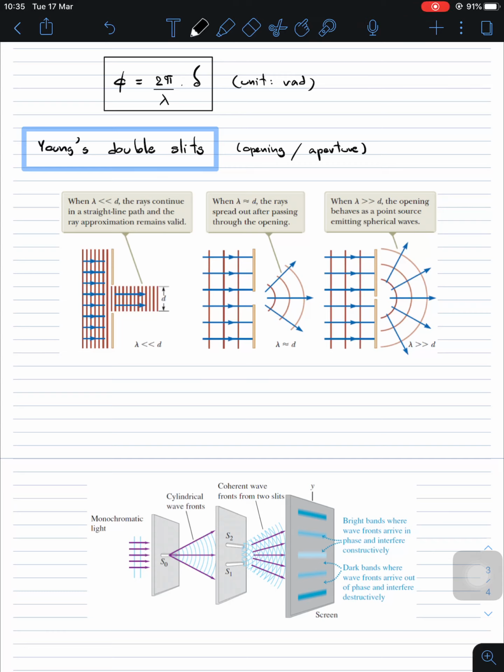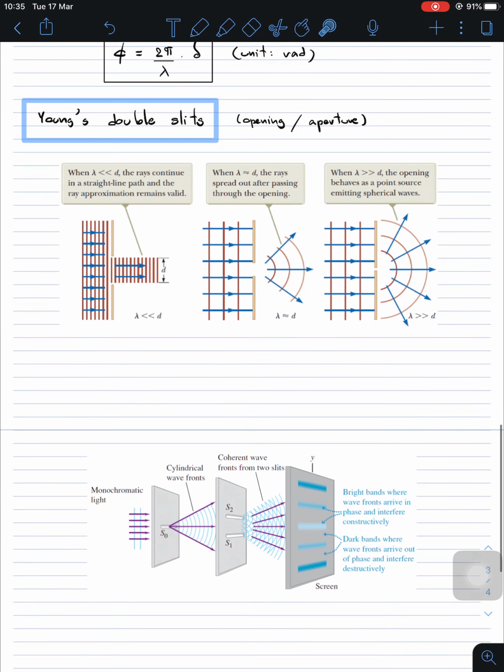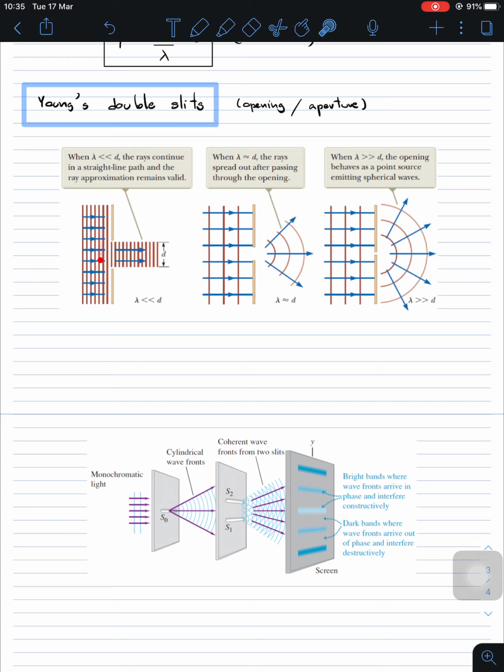Before we talk about the Young double slits, which are sometimes just called the opening or the aperture, which are synonyms with the same meaning, let's talk about when we have a plane wave passing through a hole first. This hole, or slit, or opening, or aperture, is just a screen that blocks the plane wave, and we have a small hole here that lets the wave pass through it.